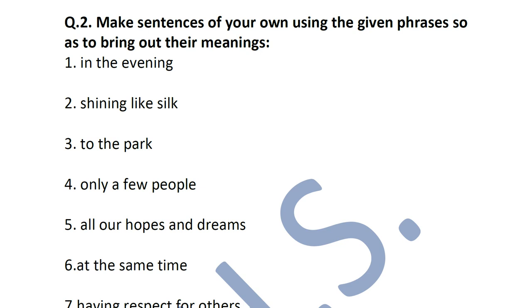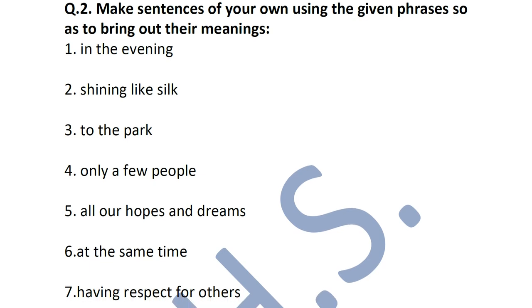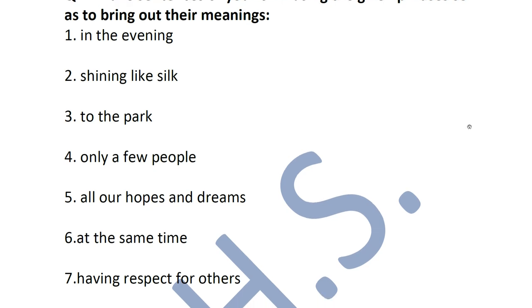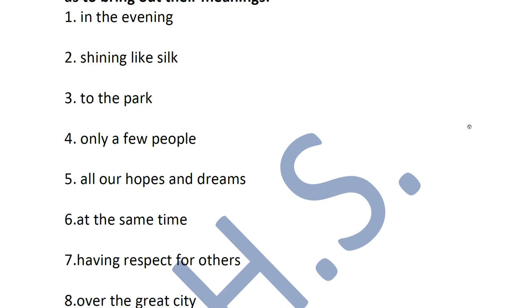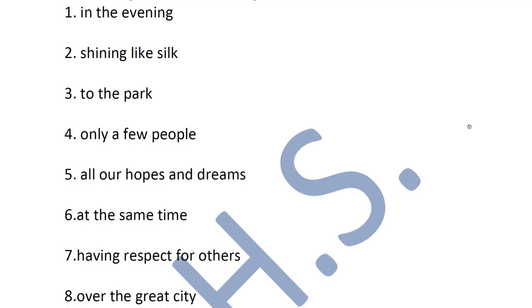So same way you will do the rest of the sentences. Think of your proper prose order and form the sentence. Okay, don't start with in the evening. Remember your proper prose order: subject, verb, and then you have the object and the rest of the sentence. Second one is shining like silk.